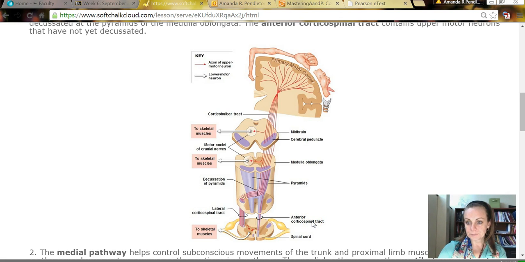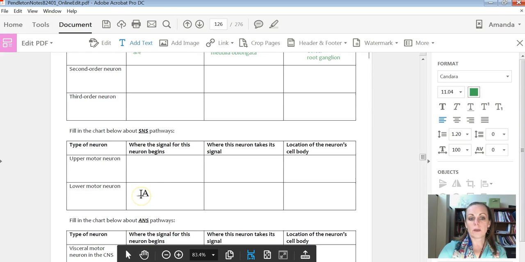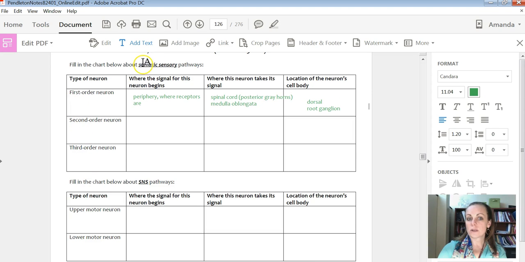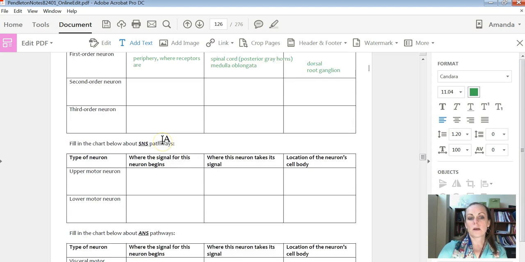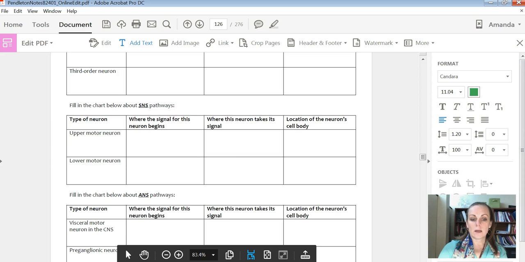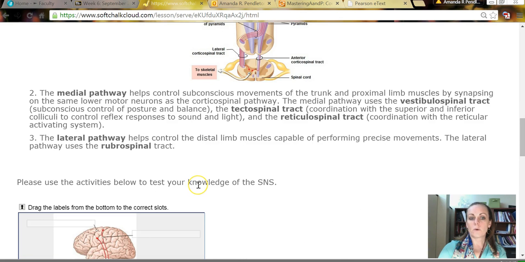Okay. And again, just like you did before with the first, second, and third order neurons for the somatic sensory pathways, I want you to do the same thing for the upper and lower motor neurons for the somatic nervous system. Where does the signal begin? Where does it end? And where is the cell body? Okay. Just a couple of other things that I'll point out.